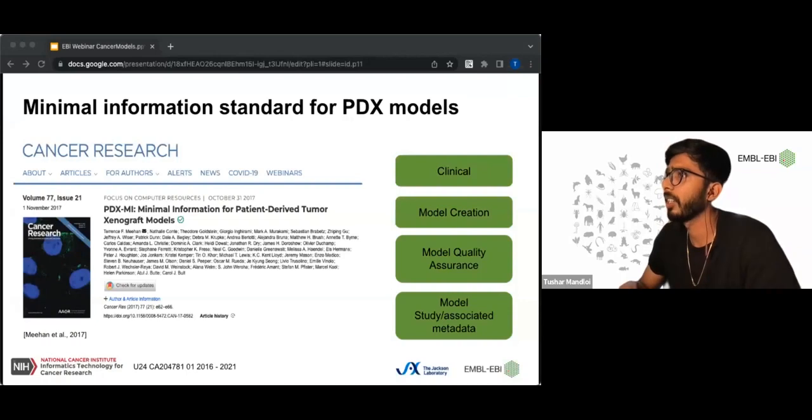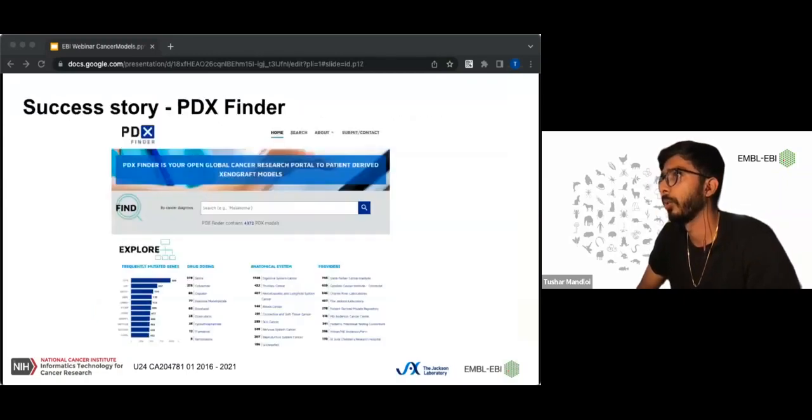These modules have been put together with input from 35 research institutions and organizations, and PDXMI has become established in the community for data exchange, adopted by the model providers, consortia, and informatic tools for integrating PDX data. And development of this standard led to a cornerstone for the creation of a resource known as PDX Finder. This resource has aggregated and harmonized PDX models and their associated molecular data.